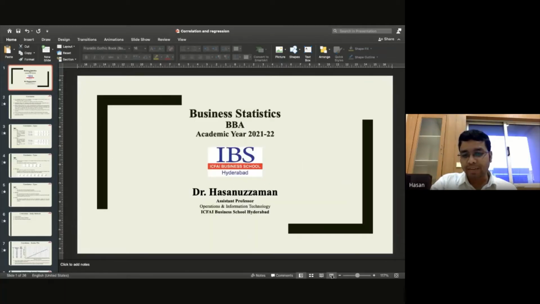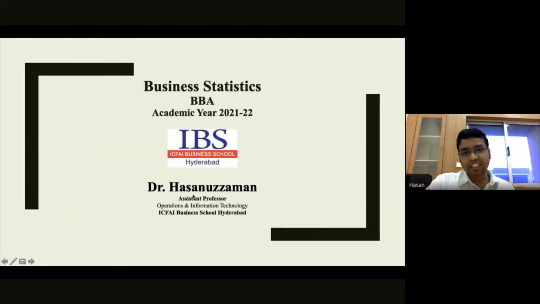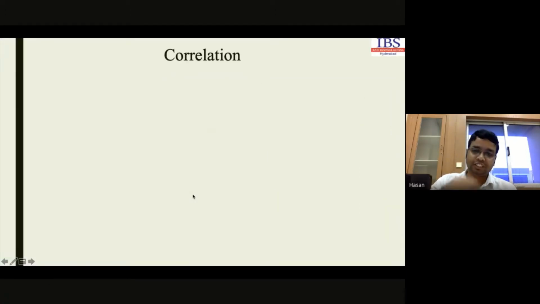We are discussing the parameters, their representation, and all those things. But wherever we are going to draw a graph, we may have two different parameters. One is x, another one is y.